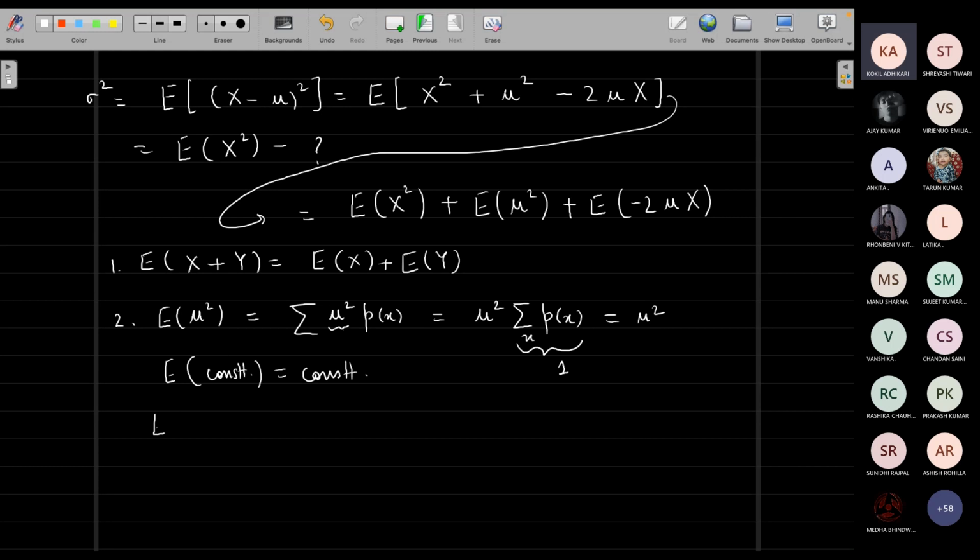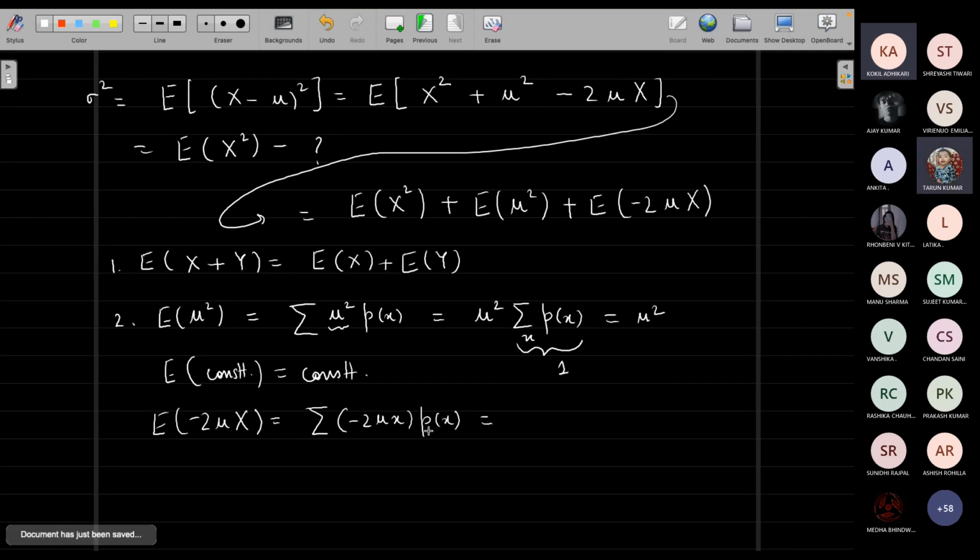What about the expectation value of minus 2 mu x? Let's think about it. Minus 2 mu x px. So minus 2 mu can come out, and then the rest is summation of x px. What is this? This is mu. So this will become minus 2 mu square.